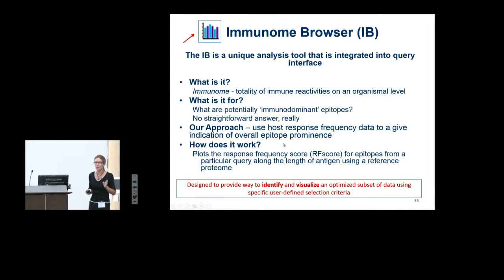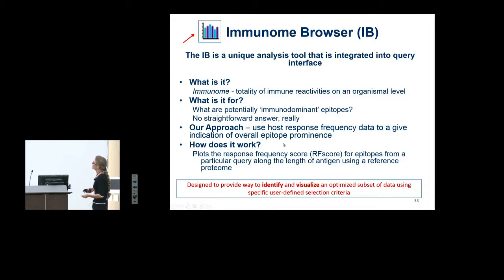How did we do this? Well, the best way to do this is to use response frequency data. So very often, a paper will tell you the number of people tested and the number of people who responded out of the total tested. Not all papers do this, and it's more frequent in human data than it is in mouse data, as you might expect. But when that does occur, we can use that information to give you an idea of the prominence of a response to a particular region on a particular antigen.